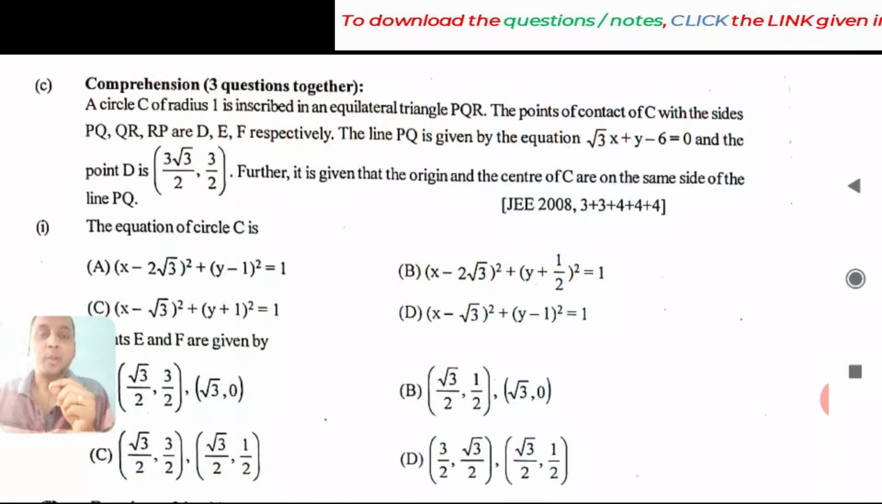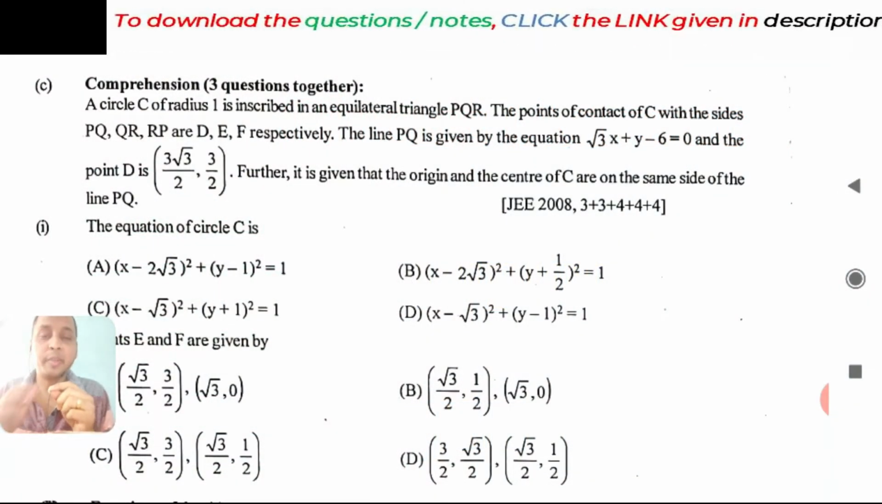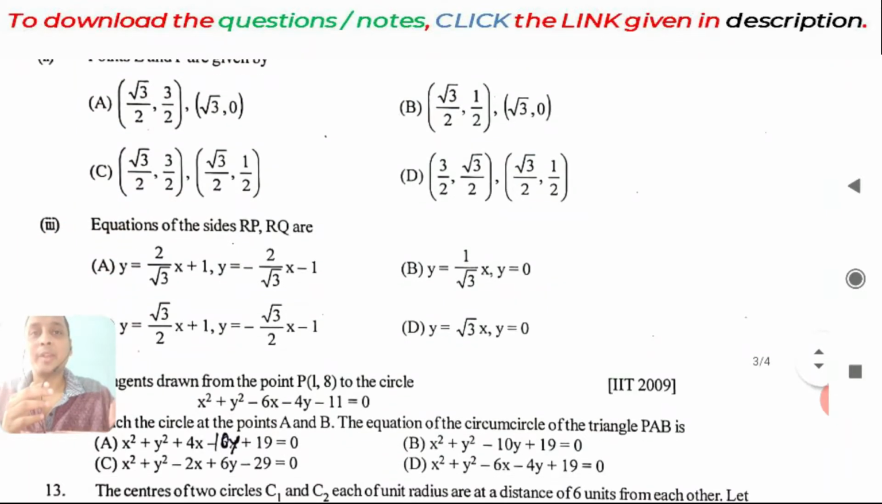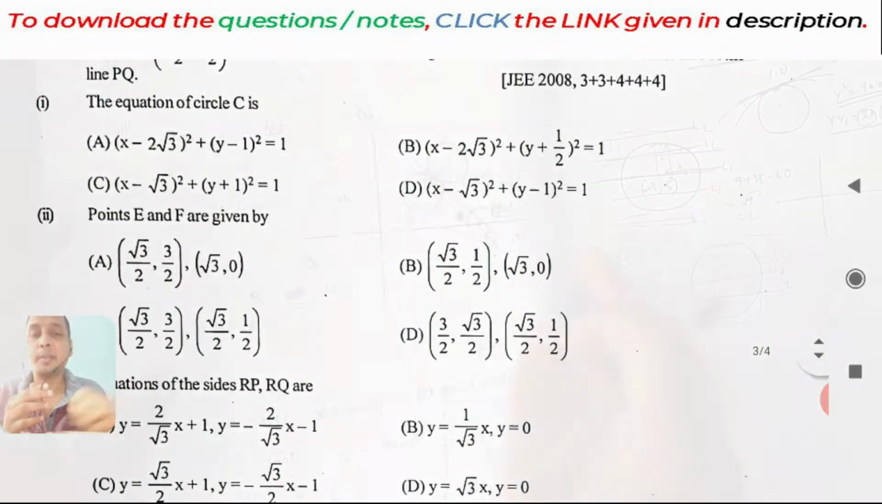Okay students, welcome all to this new lecture where we are solving previous year IIT JEE questions. Today we will be solving 3 questions: question number 11C, part 1, part 2 and then part 3. Let's try to solve this 11C three-part question.